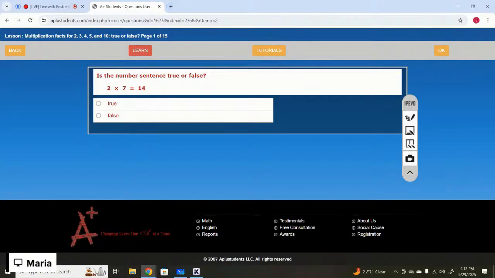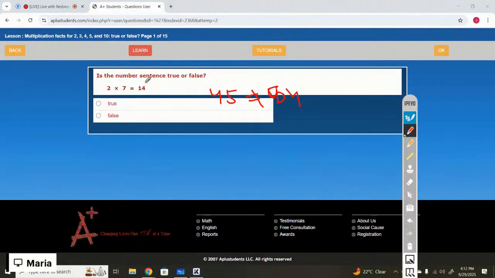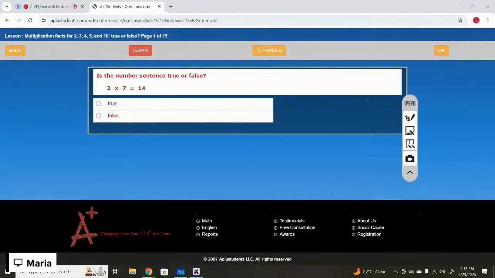Is the number sentence true or false? 2 times 7 equals 14. Let's just solve this side. 2 times 7 is 14, and 14 is equal to 14. True it is. Option number 1 is the correct option. Both sides are exactly equal, so true it is.